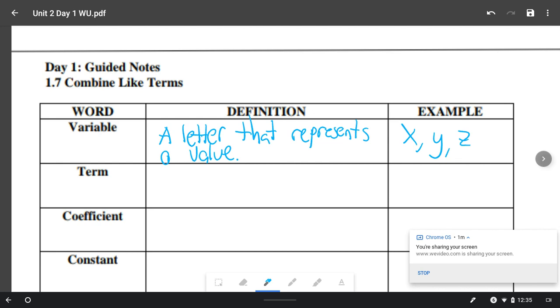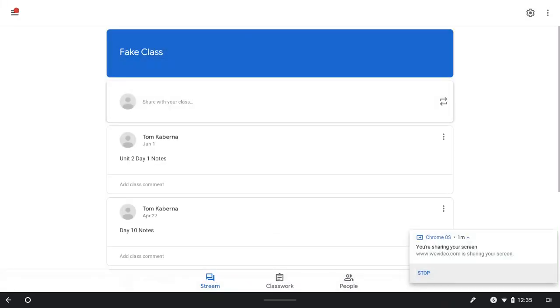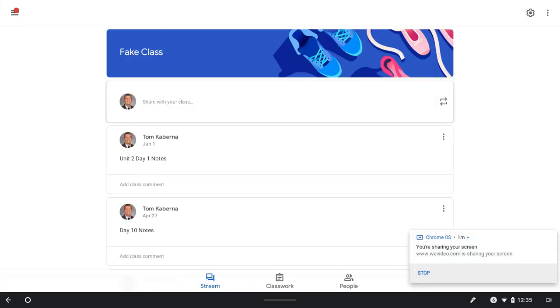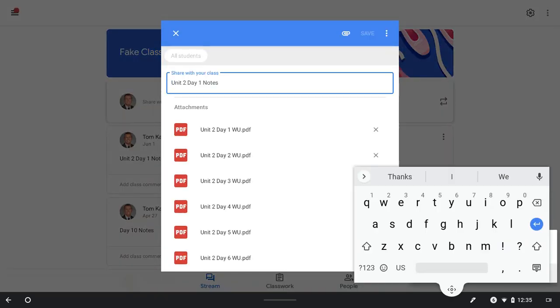Then we have a term, and this is, oh, what's going on here? It stopped writing. Whoa. All right, let's see here. Unit 2, Day 1. Sorry about that. I don't know why it hopped backwards, but I'll pull it up in just a second.